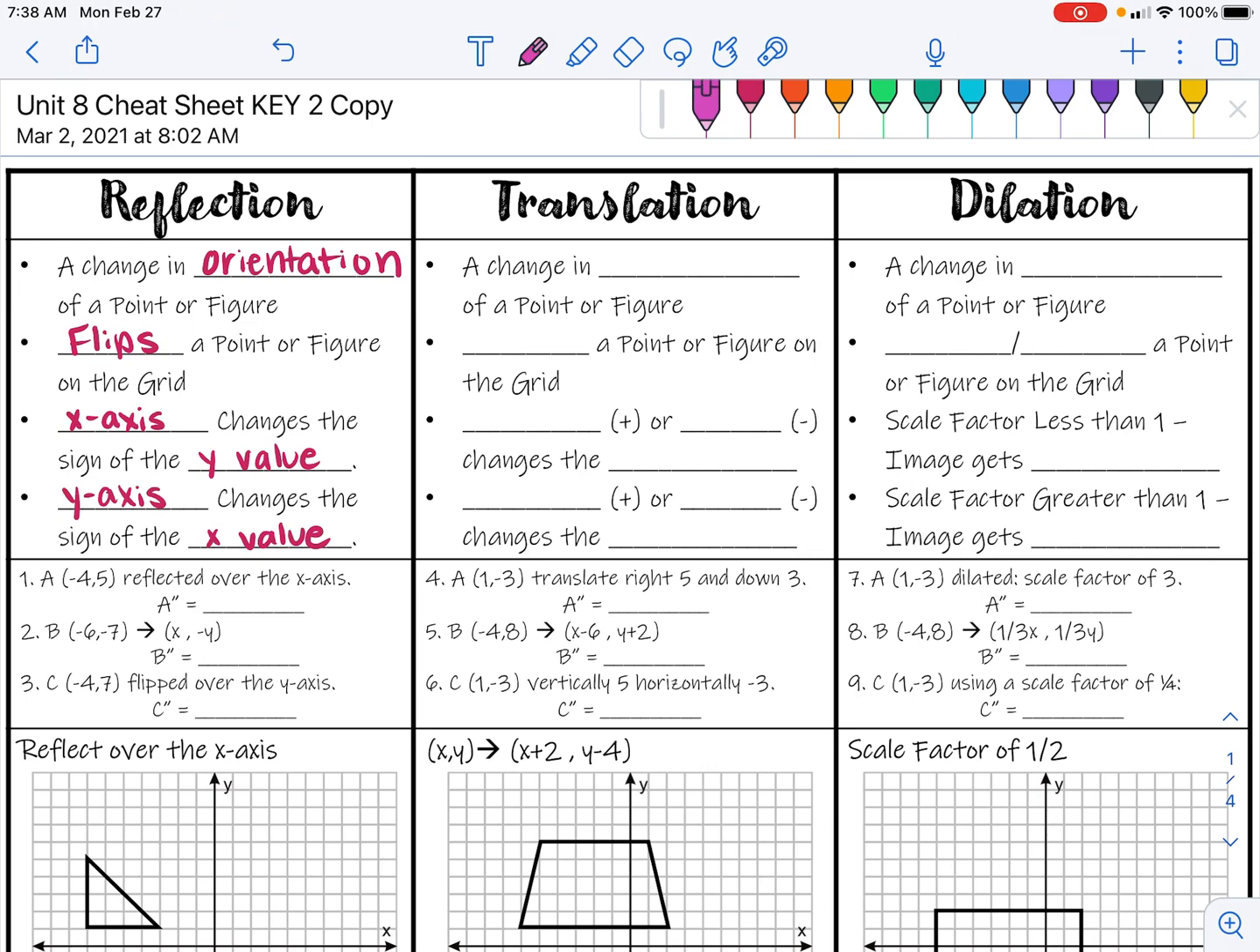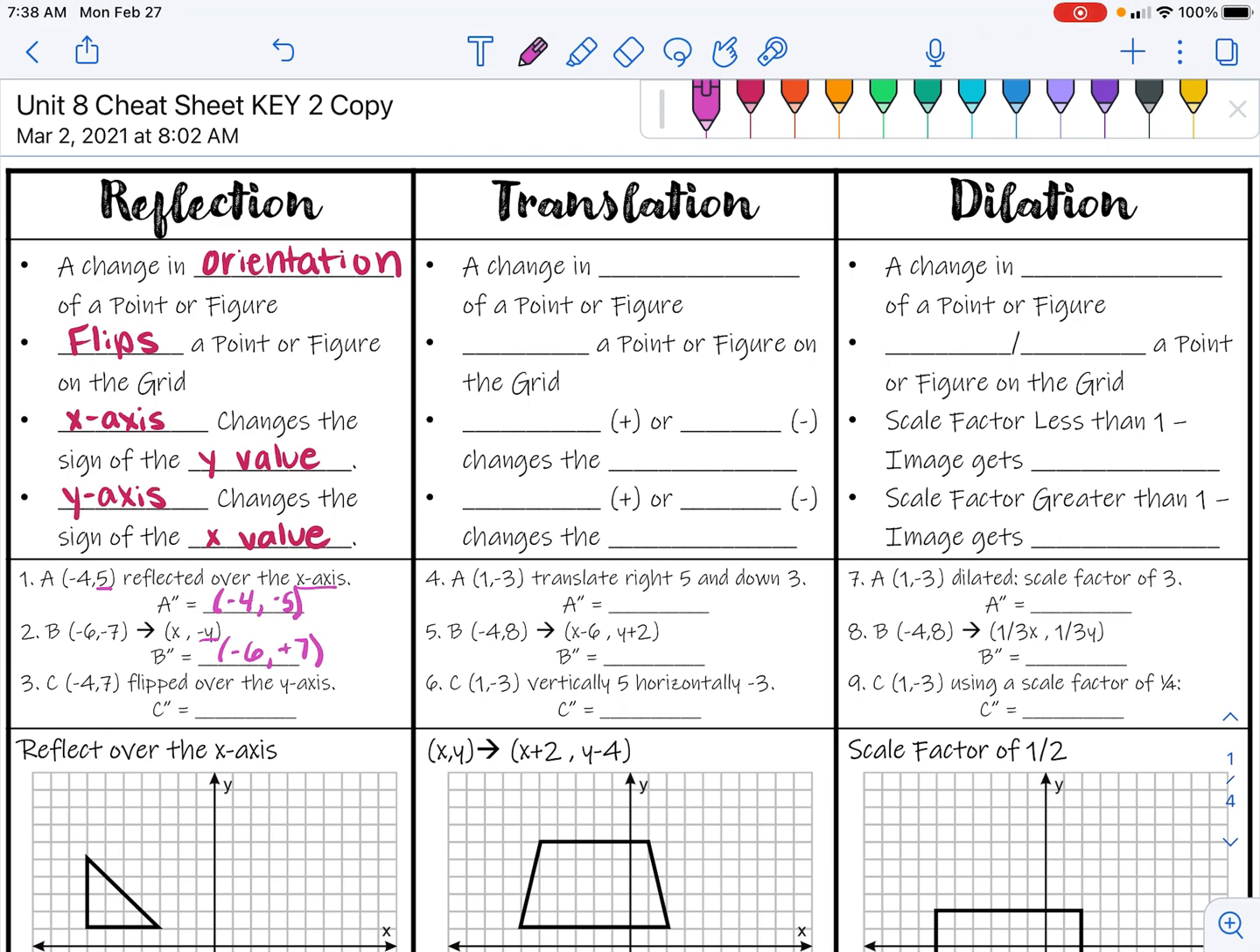For point A, we started at -4, +5, and we're flipping over the x-axis, which means we change the sign of the y value. So that -4 stays the same, and that +5 is going to change its sign. For number 2, we're changing the sign of y. Now remember, that doesn't mean negative y, that means change the sign of y. So that x is going to stay the same, that's going to stay -6. That -7 is going to turn into a +7. Now you don't have to write the plus sign, but I always write that plus sign to remind myself that I did address the change.